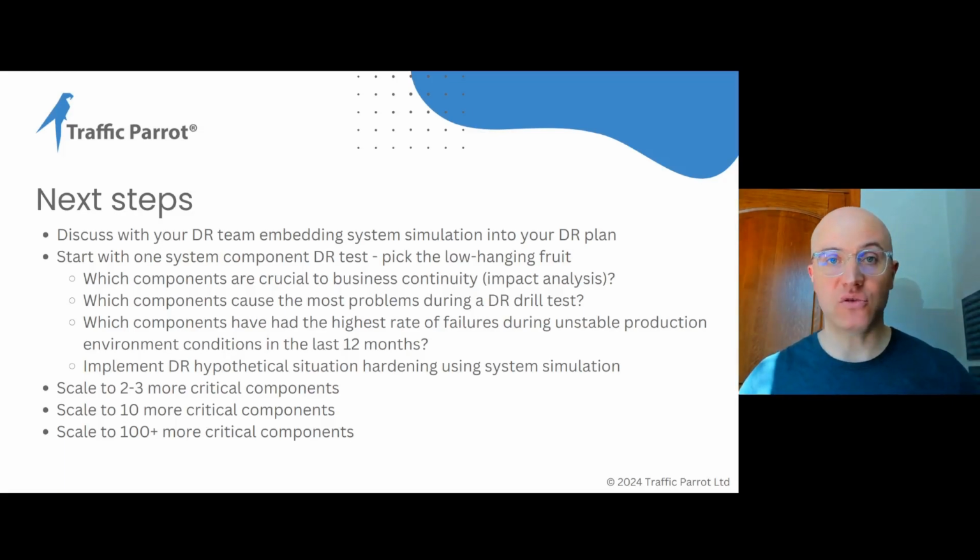A few things that we've noticed are worth asking yourself: which components are crucial to business continuity, like which system's downtime is the most impactful for you? Look at which systems cause the most problems during a DR drill test that you do probably once a year or once every few months already. Which components have had the highest rate of failures during unstable production environment conditions within, let's say, the last 12 months? You pick the low-hanging fruit like that, you implement the first test or a couple of tests, and then you can scale to more critical components.